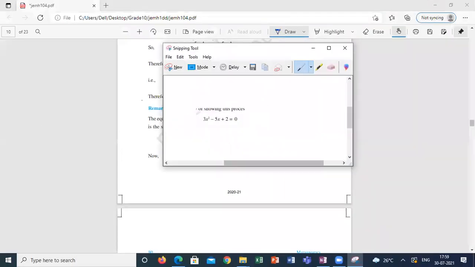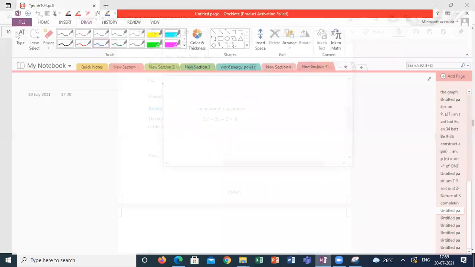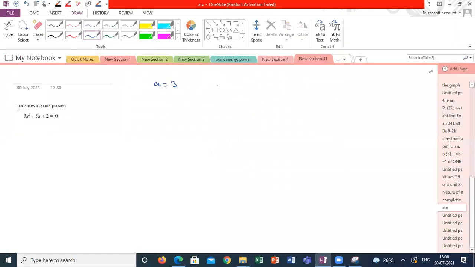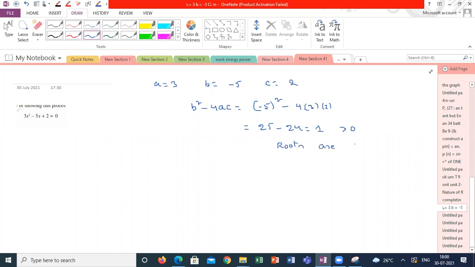First check whether the roots are possible or not. A is equal to 3, B is equal to -5, C is equal to 2. So B square minus 4AC is equal to (-5) whole square minus 4 into 3 into 2. This is 25 minus 24, it is 1. So my discriminant is greater than 0, so roots are real, correct? Yes, sir. Then you can proceed for solving.